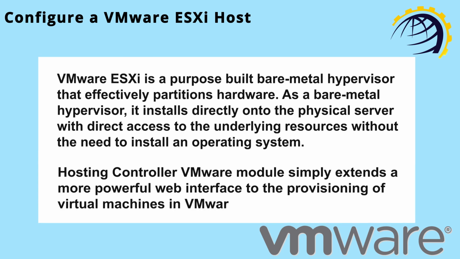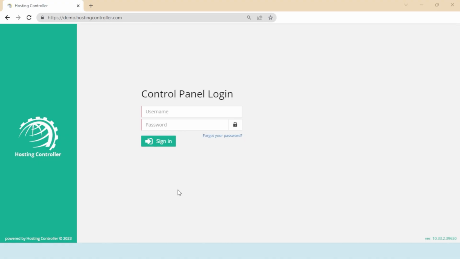HostingController VMware module simply extends a more powerful web interface to the provisioning of virtual machines in VMware ESXi. In HostingController, an ESXi host can only be configured by the topmost admin, also known as the global admin. As the global admin is the one performing all control operations and cluster configurations, it is also the admin responsible for configuring an ESXi host and HostingController. Lower-level admins cannot configure an ESXi host machine.